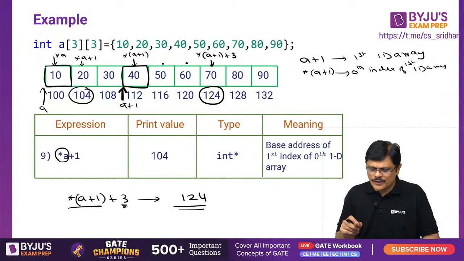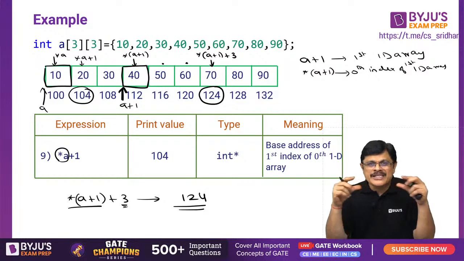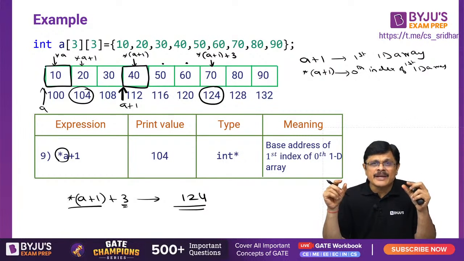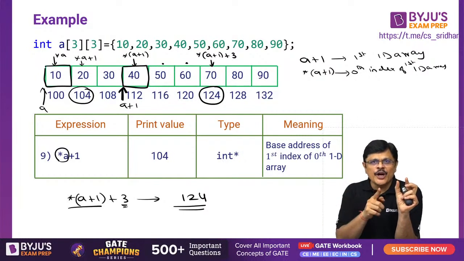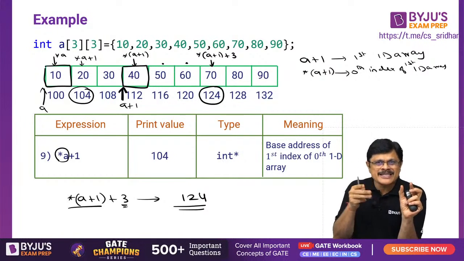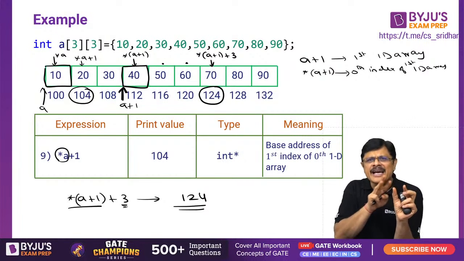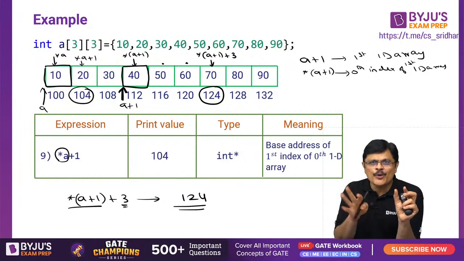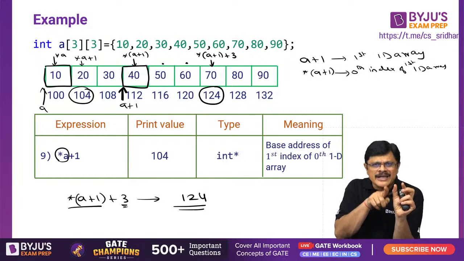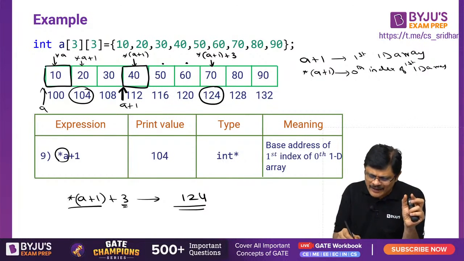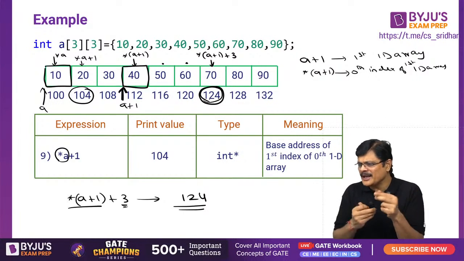Have you understood, or do you want me to repeat it again? This is a very important idea. A plus 1 refers to the first 1D array. Star of A plus 1 refers to the 0th element, plus offset. How many indices do you have to move? Plus 3 means, actually each array has only 2 elements, but there is no bound check in C language, right? So when you do plus 3, it will go 0, plus 1, plus 2, plus 3. Whatever is there, that will be accessed.